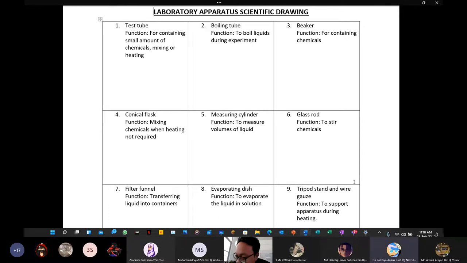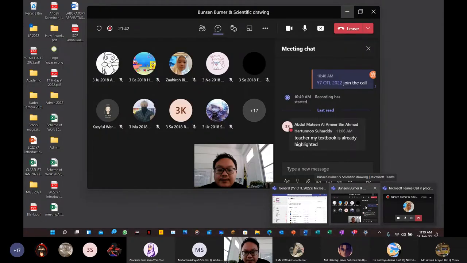Teacher, do we have to give space? Yeah, we're going to draw just a small one, but make sure there's enough space. You don't have to draw it big. Once you're done, please raise your hand so I know we can continue.